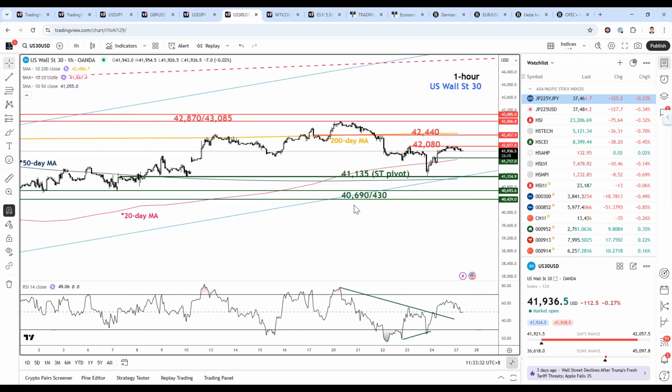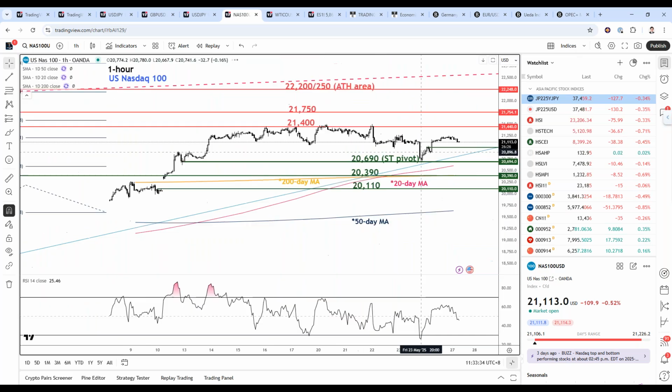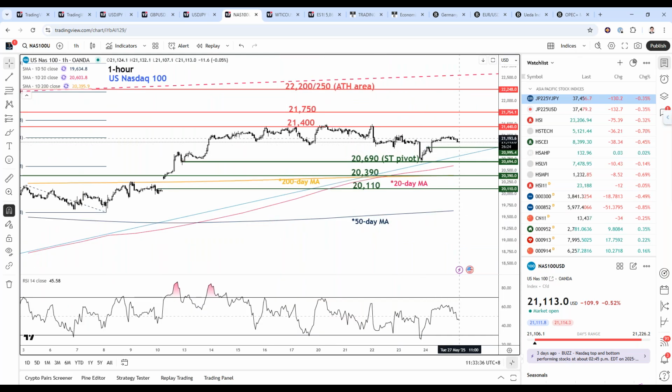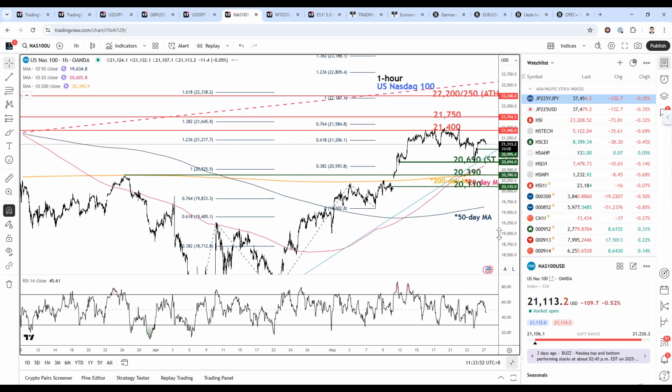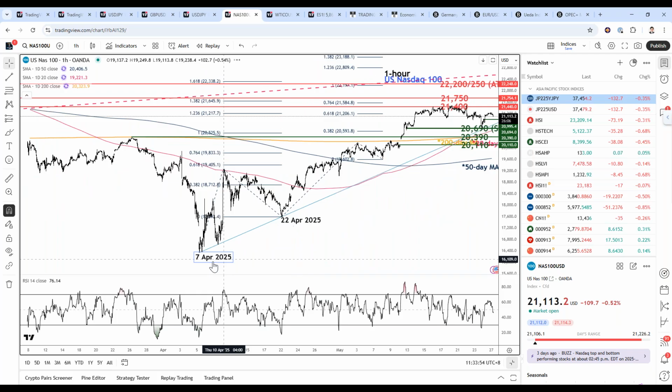Next up, Nasdaq 100, very similar price action. First support level to watch will be at 20,995. Still no change about that. The pivotal support level still remains at last Friday's low, 20,690. We also have confluence with the 20-day moving average as well, and also very closely with this medium-term ascending trend line that I drew from the low of 7th of April.